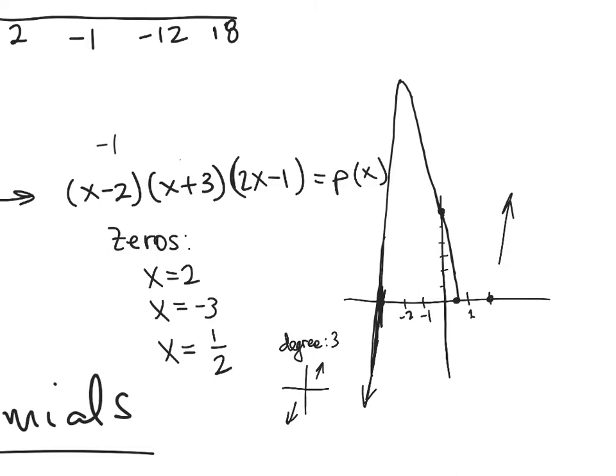So 1 minus 2 is -1, 1 plus 3 is 4, 2 times 1 is 2, minus 1 is 1. So it's down at -4. And then it crosses through there. And that would be a graph of that polynomial.